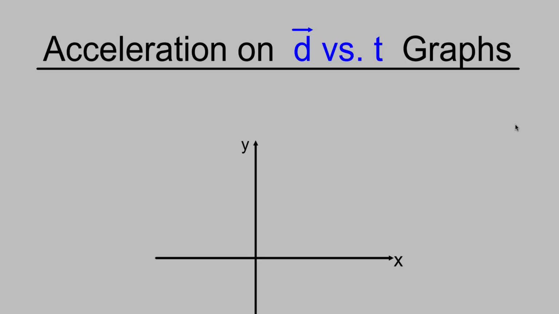Okay, so for this video, we're going to be looking at acceleration on a displacement versus time graph. So this is our speeding up and slowing down. Let's start off by looking at the Cartesian coordinate system. We have our positive x going to the right, positive y going up, negative x going to the left, and negative y going downwards. So we're just going to draw a couple of lines.